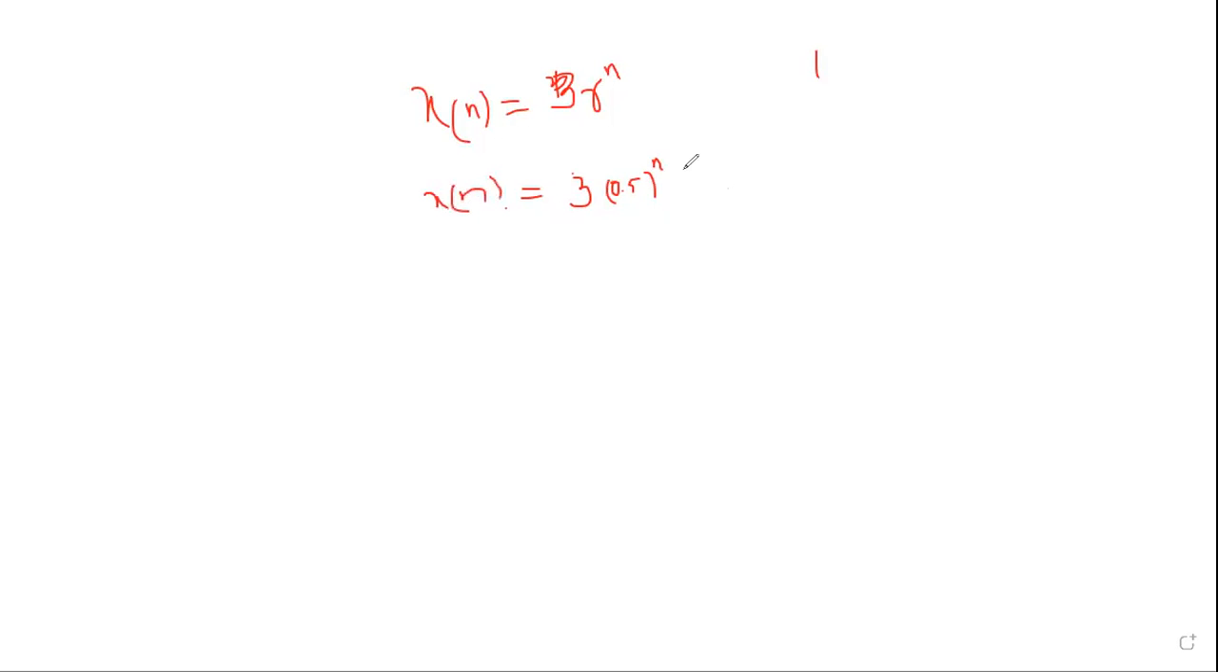Now let me take also 3 into 1.5 to the power n. Okay, let me take it simple. Wait a second, not 1.5. I will take 3 into 2 to the power n. 2 to the power n is cool. This is my second expression. Then the third expression I will write here is x of n equal to, what should I say?